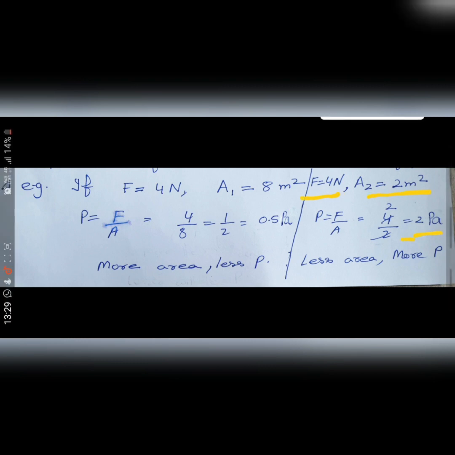In the second case, the value of force is the same, that is 4 Newton. The area over which force is applied is very less, 2 meters square. We put these values in the formula and we get the pressure as 2 Pascal. So we can say the lesser the area, the more the pressure. So there is an inverse relation between pressure and area.